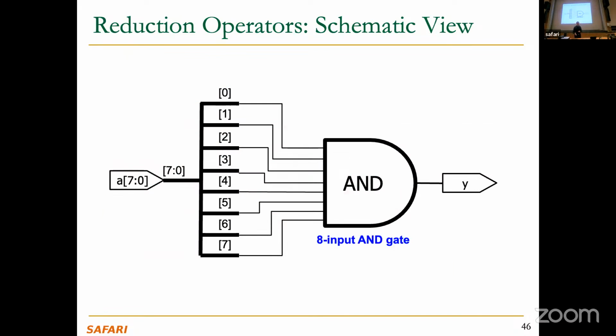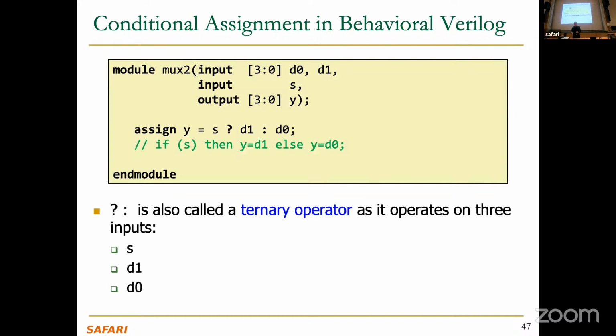It's an 8-input AND gate, but other implementations could be multiple 2-input AND gates, right? It's a hierarchy of AND gates. Okay, let's take a look at now higher level abstraction.